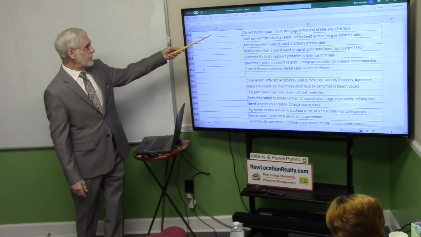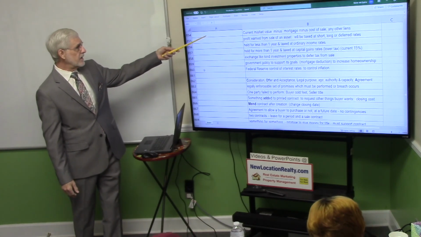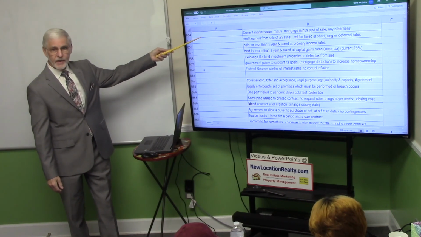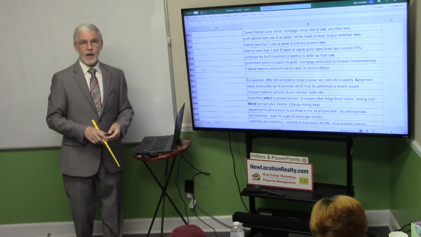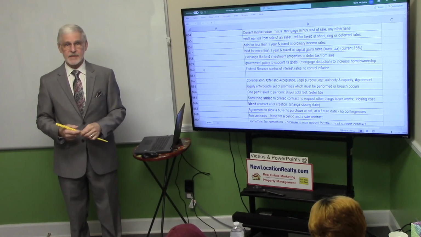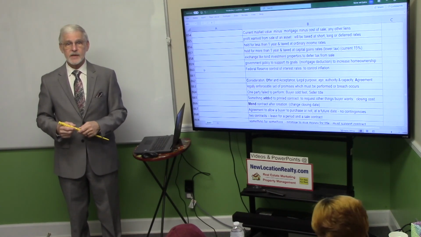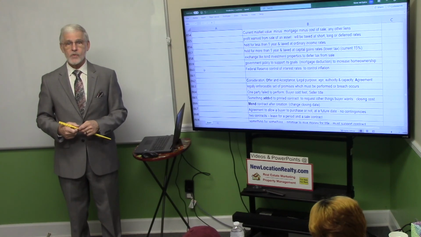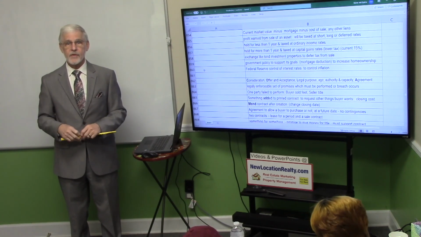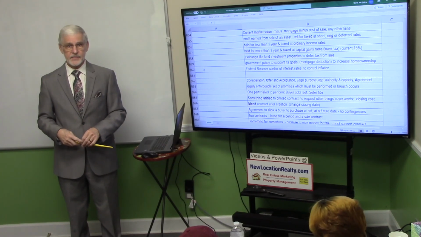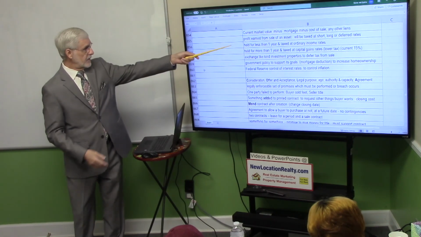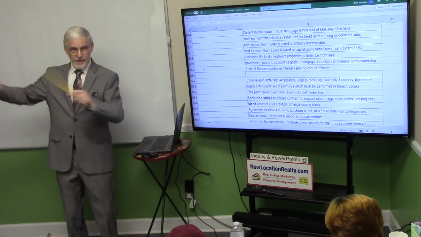Current market value minus a mortgage, minus cost of sale, any other fees? What was that called? Equity. Equity, yes. Profit earned from the sale of an asset. Be taxed at short or long-term or deferred rates with the 1031. What's that profit? What are we going to do with that? A 1031 exchange. Actually, that would be the deferred, if you can defer it out.